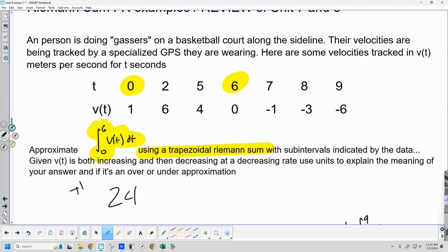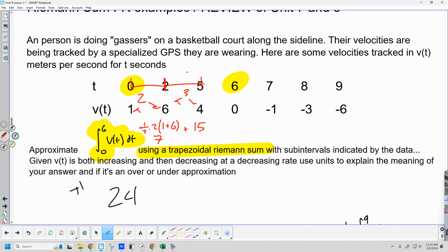Now, it is easier to use the formula than to do the visualization. Let me help those of you not jumping in. 1/2 base of 2, height of 1 plus 6. This is 7. You can use your calculator for this. Let's just get the answers. The next one is a base of 3, height of 6 and 4. So this is like 1.5 times 10, which is 15.